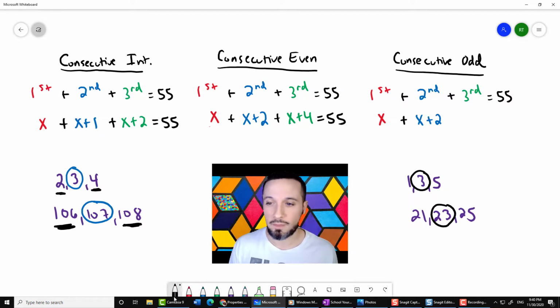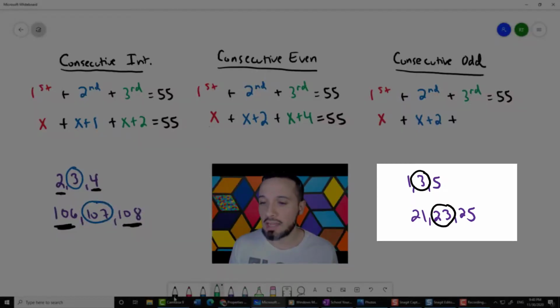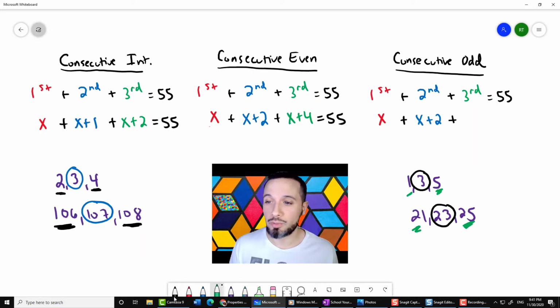And then lastly, the third number, I look at it, I say, okay, 5, how much more is that compared to the first number? That's 4 more. Or 25, how much more is that compared to 21? It's 4 more. Which means my third number would be x plus 4. And then I just put equals 55, and then that's ready to solve for the 3 odd numbers, or the 3 consecutive odd numbers that add up to 55.